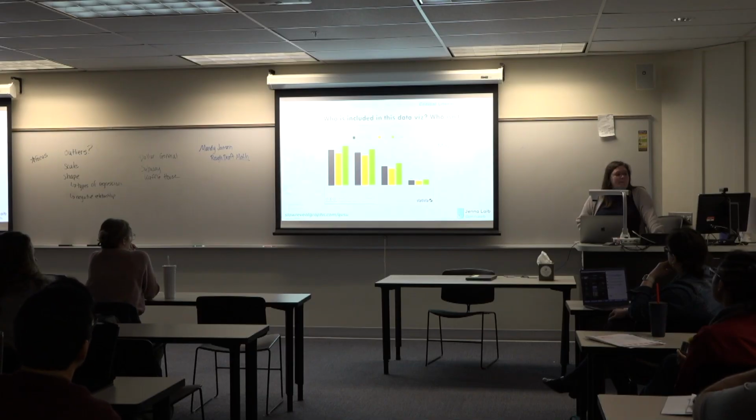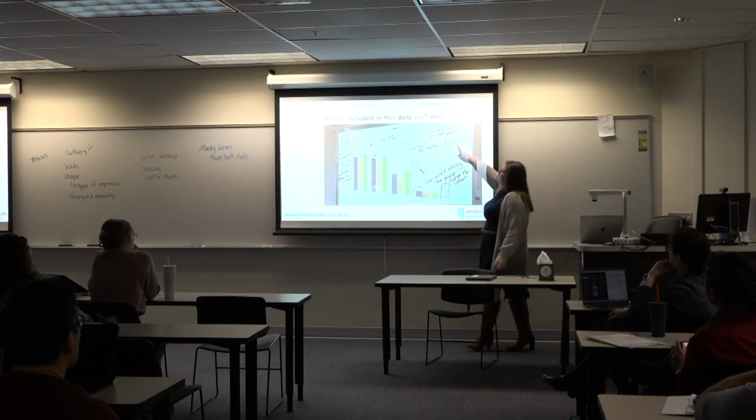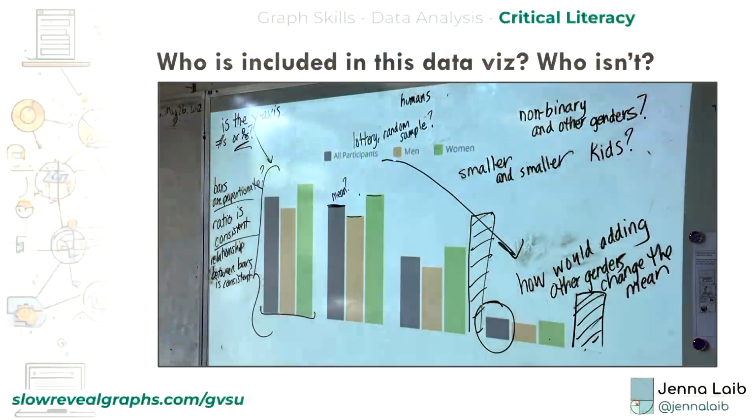And then a kid brought up, well, but what about non-binary people? They aren't included. So in fact, if you're thinking about who's not included here, you can see non-binary and other genders are not included. How would that change the data and the shape of the data? Kids are not included. Do adults have one opinion and kids have another? We'll never know, because they're not included in this data.